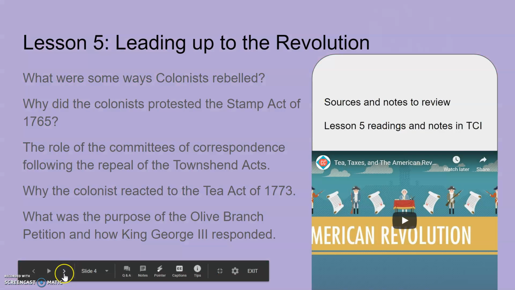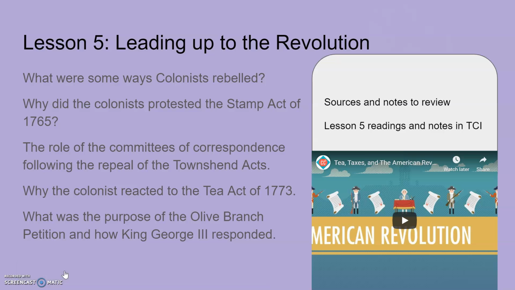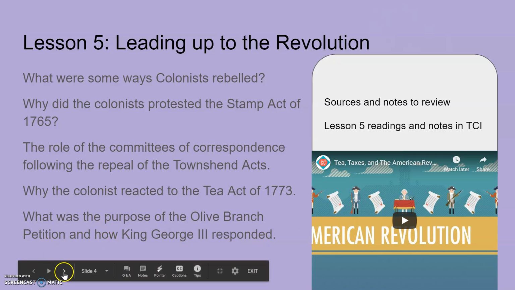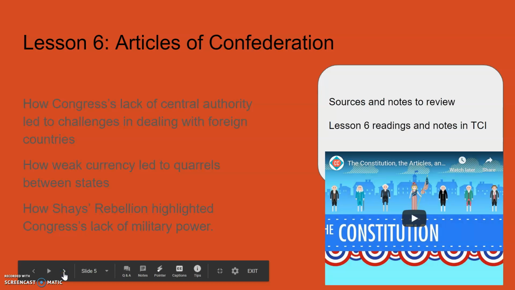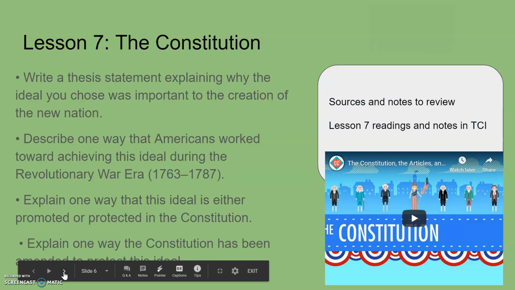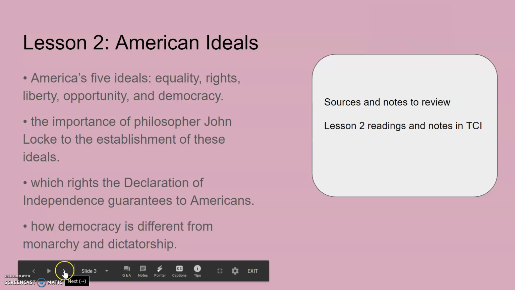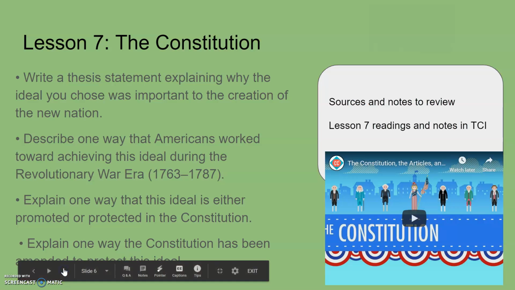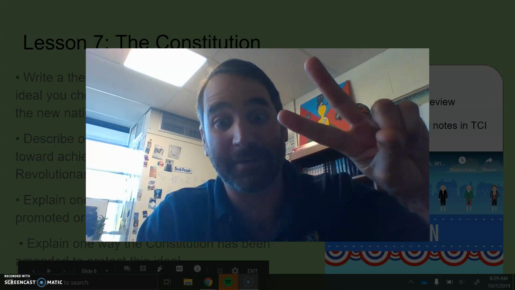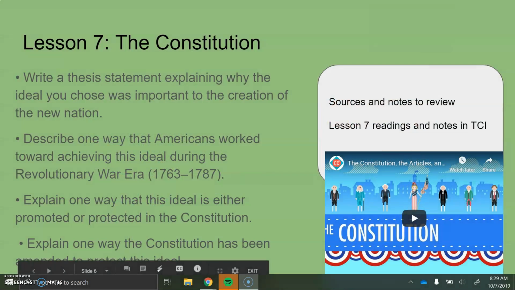Okay, so here's another topic. Lesson 5, leading up to the revolution. I have a crash course video in here that you can review as well, but you would also want to be reviewing Lesson 5. Okay, Lesson 6 on the Articles of Confederation. Lesson 7 on the Constitution. So again, these are the topics: Lesson 2, Lesson 5, Lesson 6, Lesson 7. You'll get 2 of them. That's what you'll be getting.